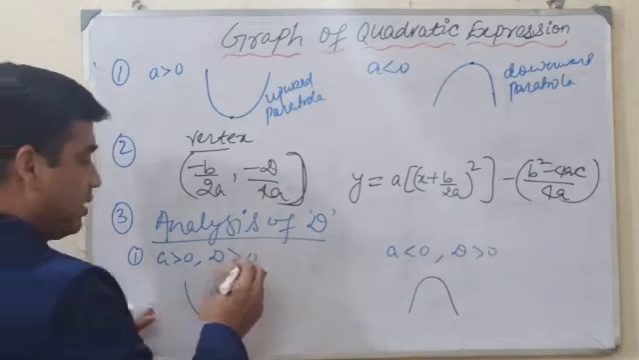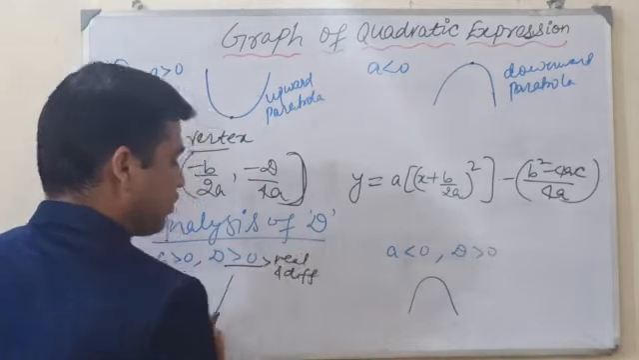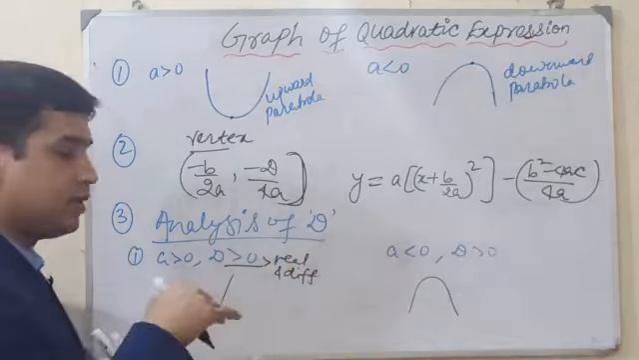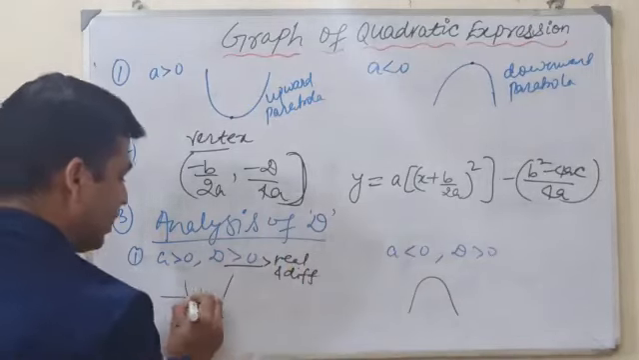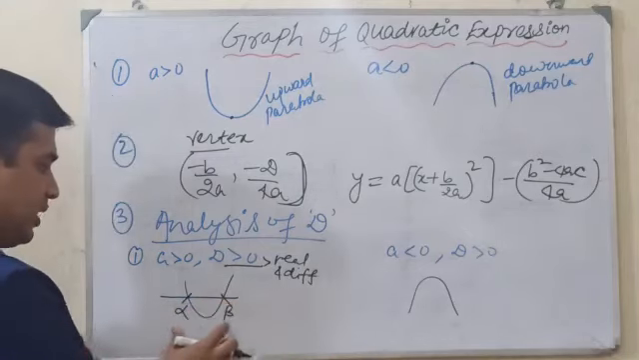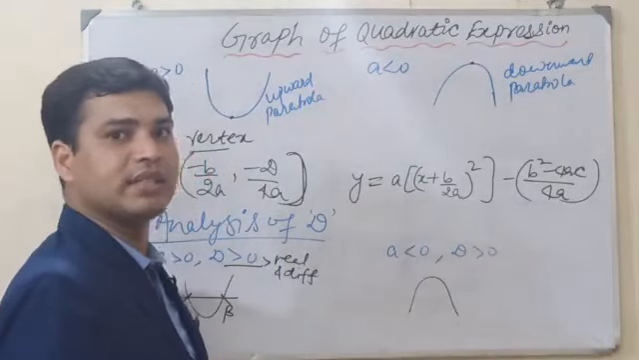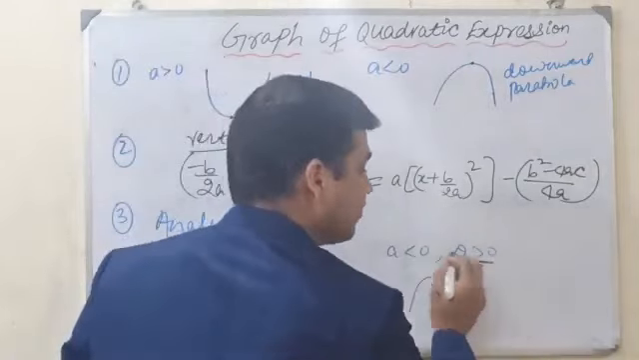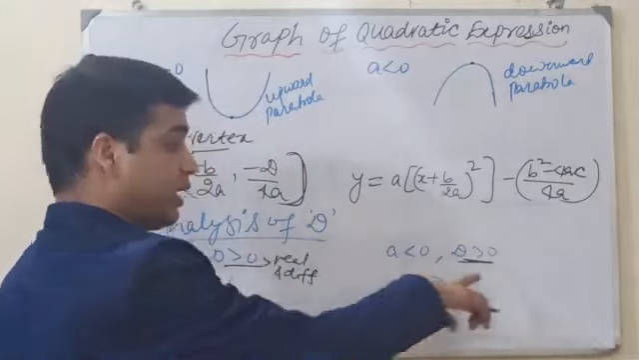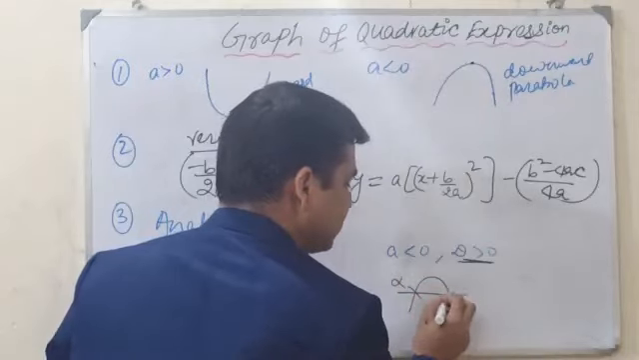D greater than 0 means real and different roots, or you can say distinct roots. Real means it will be visible, it will touch or cut the x-axis at two different points. So this one is suppose alpha, this one is beta. So here, a less than 0, downward parabola; d greater than 0, same as it is. D greater than 0 means real and distinct. Real means it will cut or touch the axis at two different points. So it will be like this. This one is alpha and this one is beta.